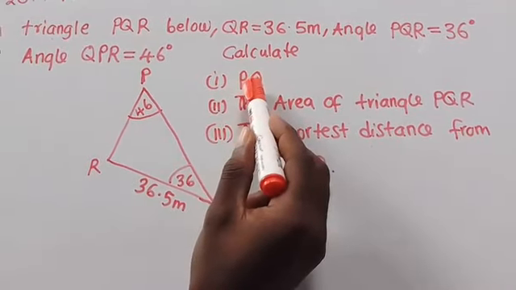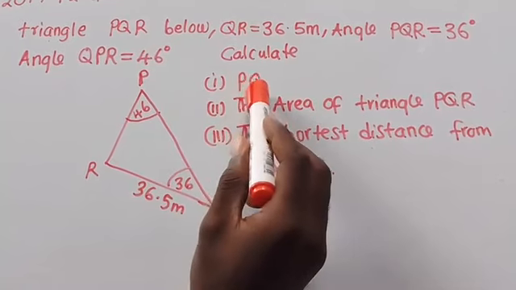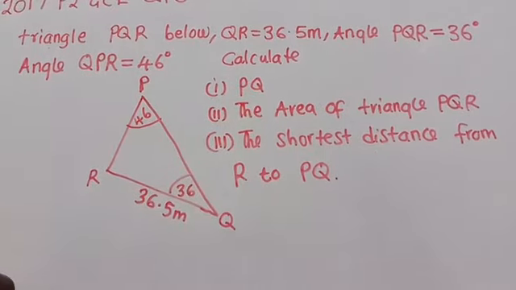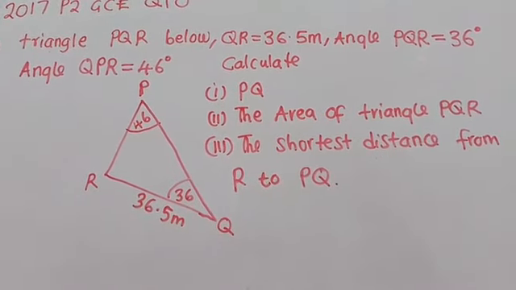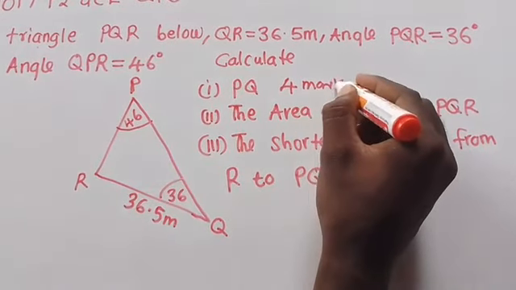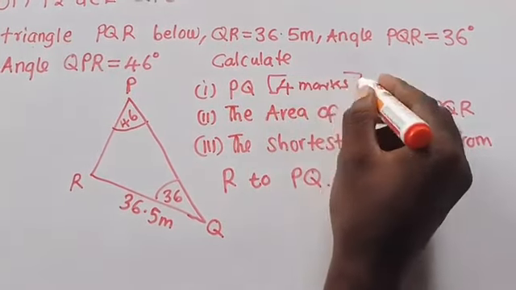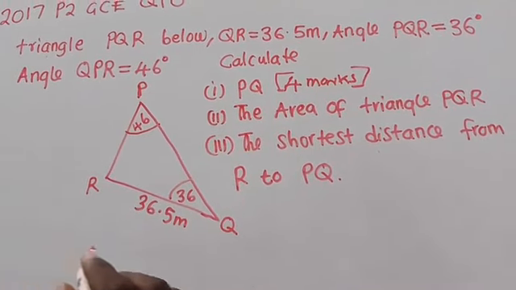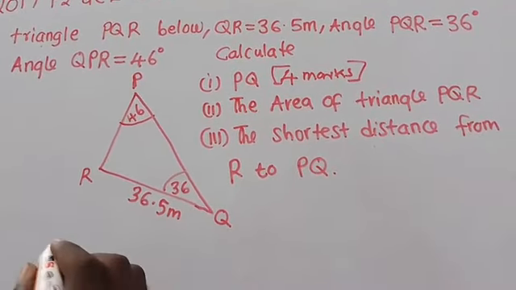The first question here carries about 5 or 4 marks, but in this case the first question was carrying 4 marks. So just answering this first part, you get all the 4 marks. So now let us answer the first question. We are told to find PQ.